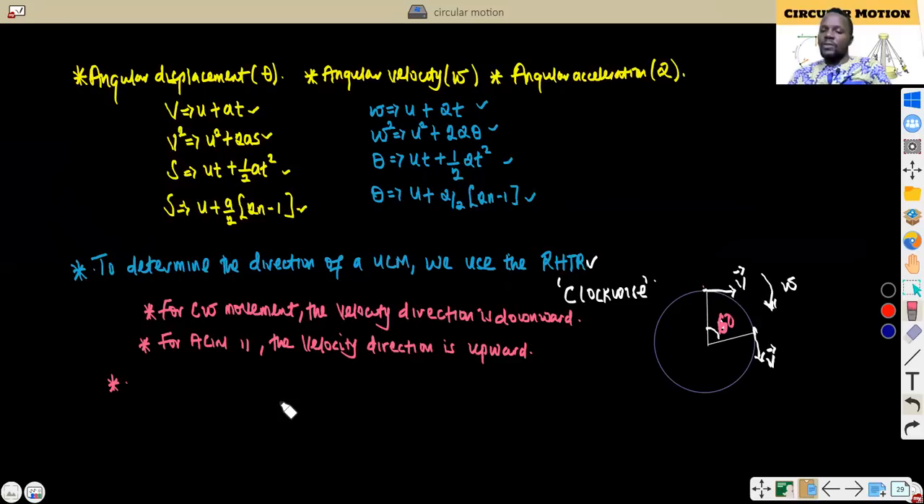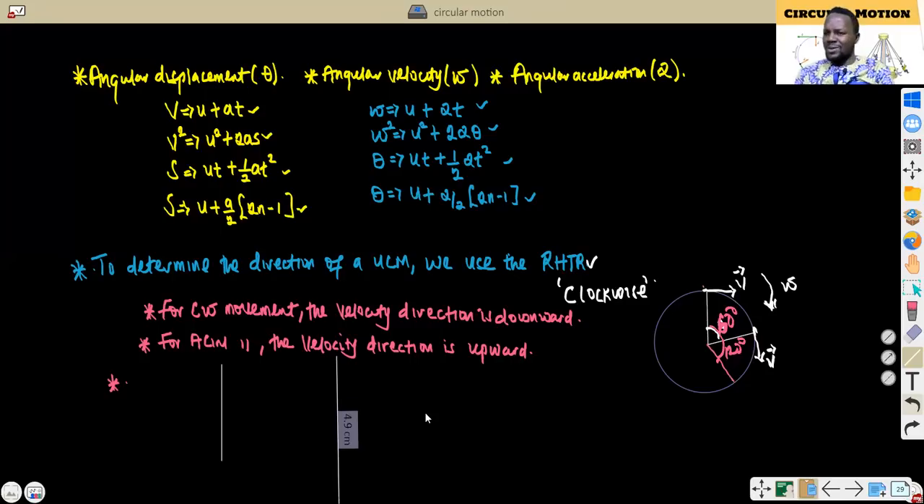And I draw another one just for illustration's sake, from here to here, I said is maybe 120 degrees. They are actually facing the same direction, which is downward. Why is it downward? Because it is moving clockwise. If I want to illustrate that in direction length, I will make sure that the direction length of 60 is shorter than that of 120. Do you get what I'm saying?